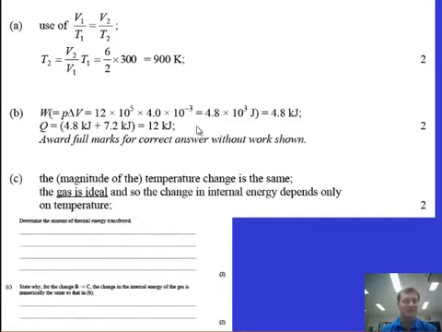Final question is state why the change B to C, the change of internal energy of the gas, is numerically the same as the change in B. Okay. Now in this case what we can recognize is that the magnitude of temperature change is going to be the same, and as the gas is ideal, the change in internal energy should only depend on the change in temperature, so it should be consistent all the time. Hopefully that's given you some insight into these thermodynamic cycles and how they can be used.